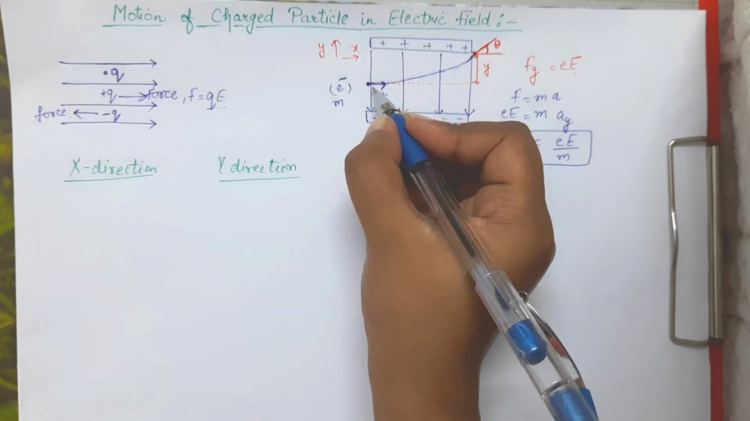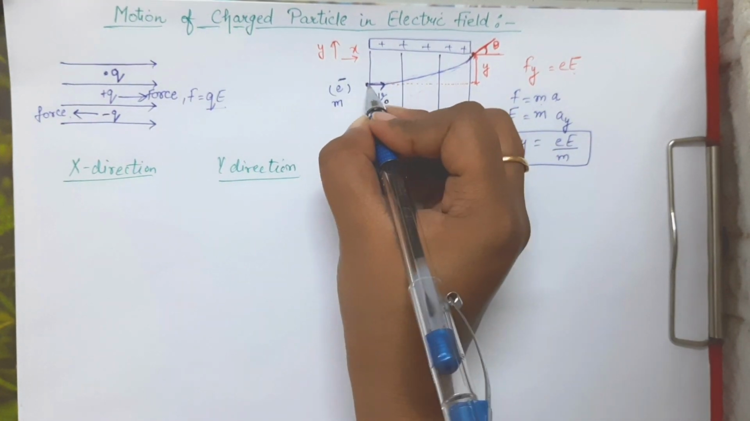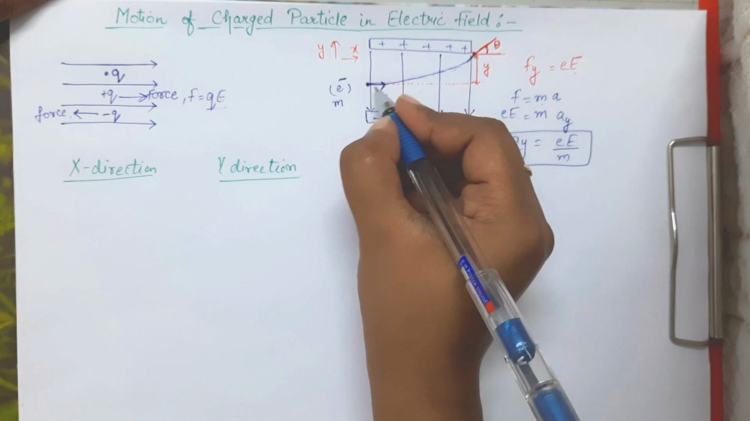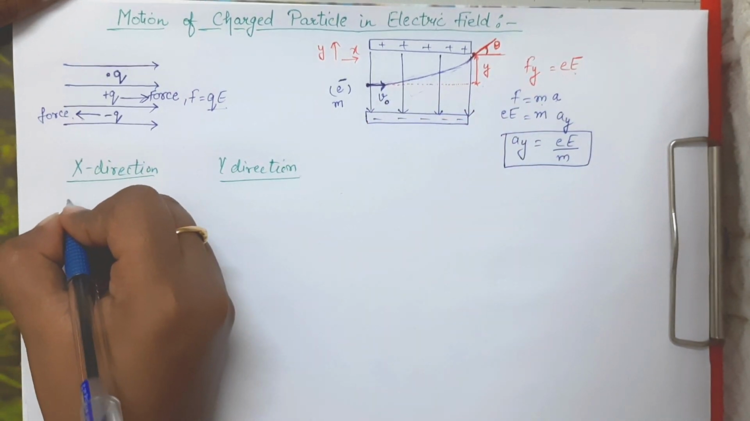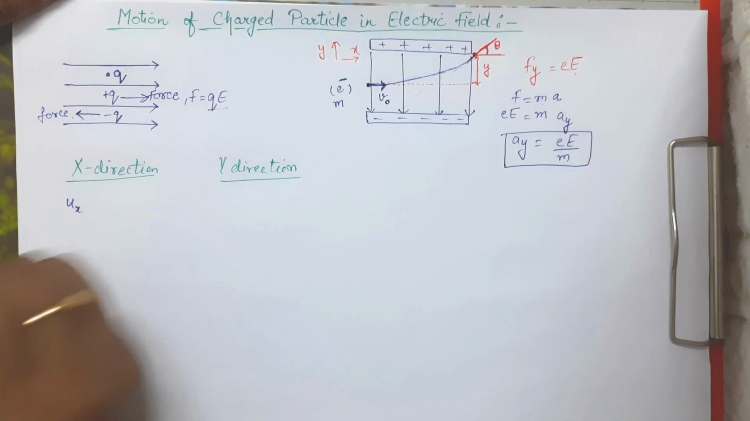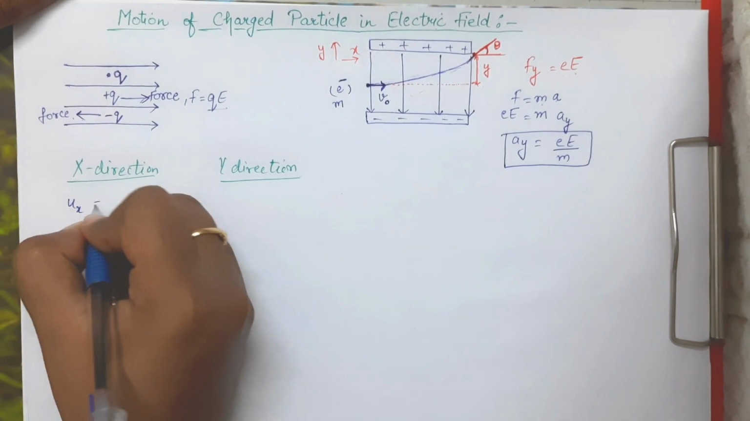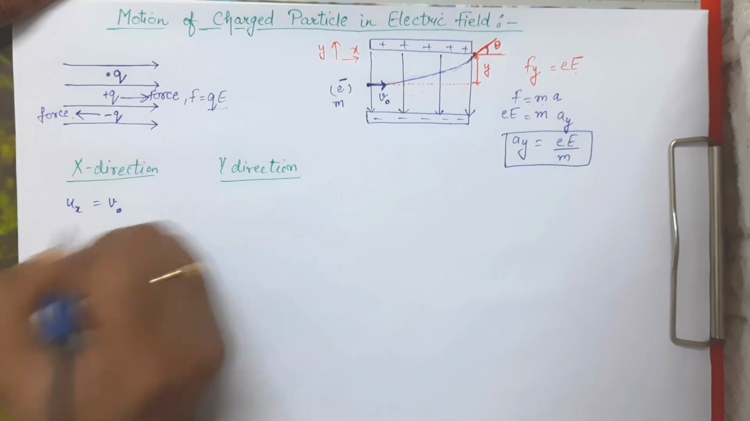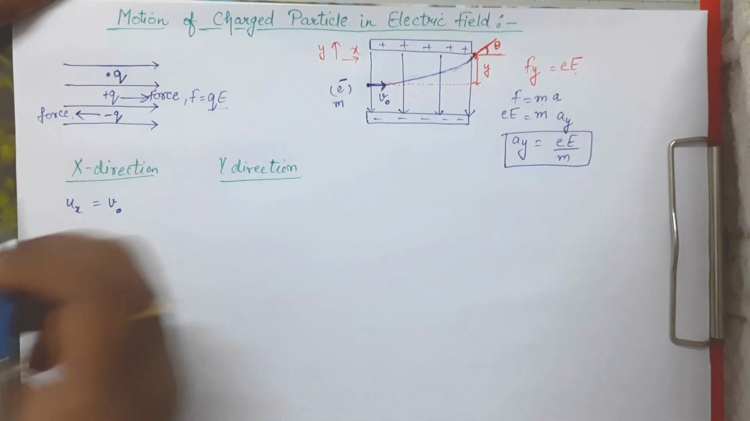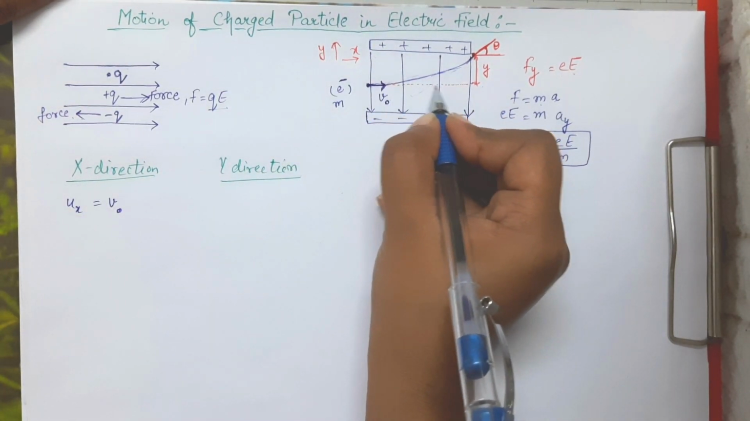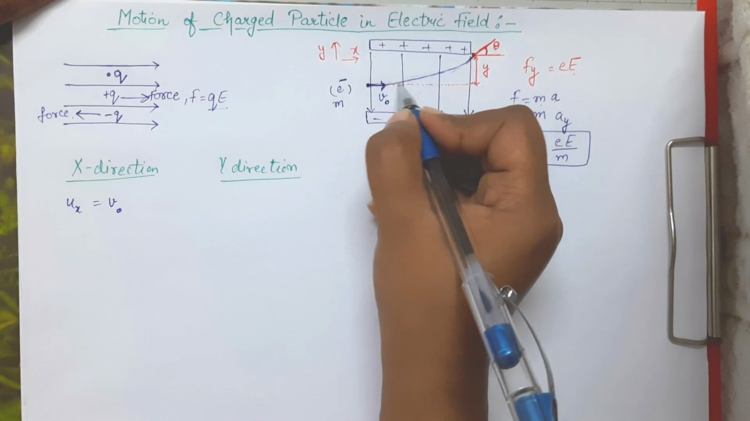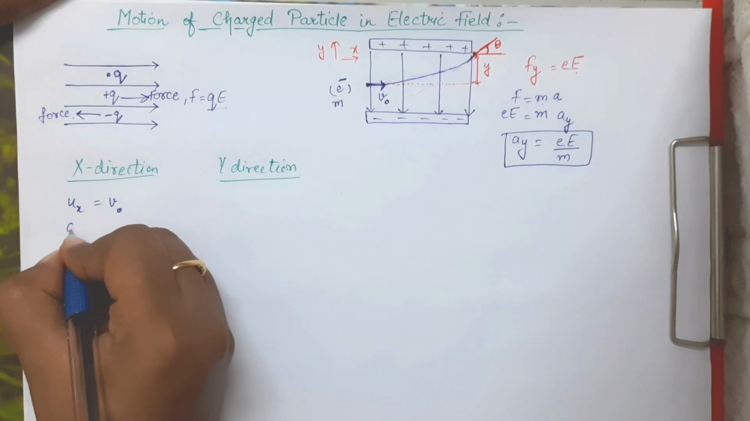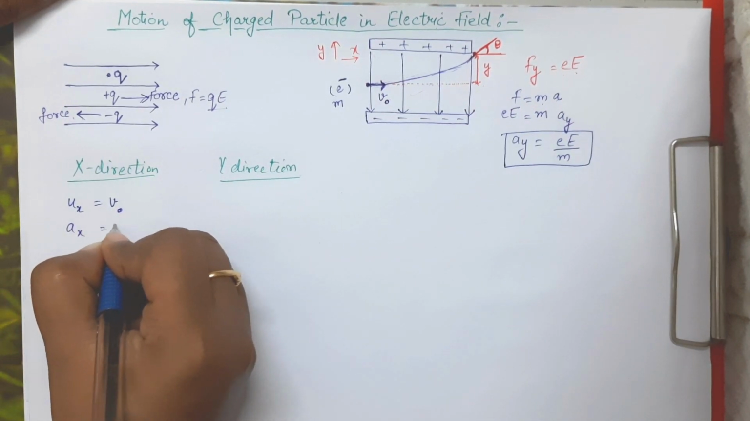If we look at this electron at the initial stage, in x direction the velocity of this electron was v naught. So initial velocity u along x direction was equal to v naught, right? There is no acceleration in x direction. Acceleration is always only in y direction. So acceleration along x direction is equal to 0.